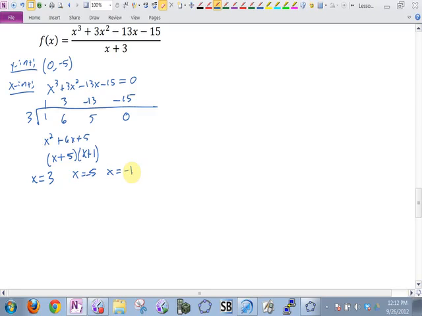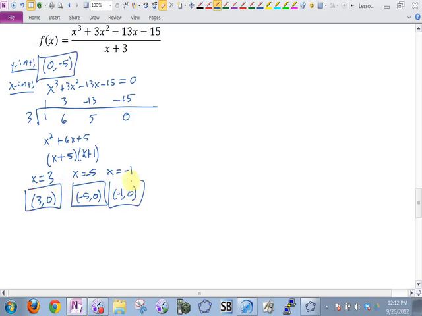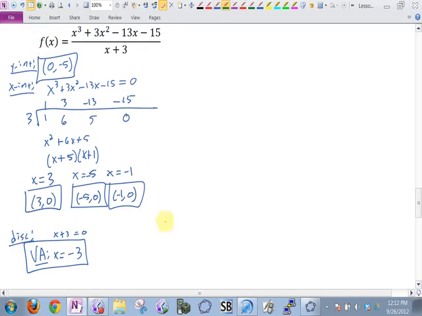Okay. So all of these are x-intercepts. 3, 0, negative 5, 0, negative 1, 0. Boom. Those are nice numbers. Nice y-intercept. 3 definite x-intercepts. That's great. Where is this graph discontinuous? At negative 3. Does that number also make the top 0? No. So a definite vertical asymptote. Set the bottom equal to 0. Shall we analyze that vertical asymptote?